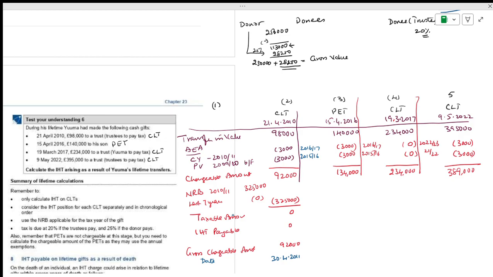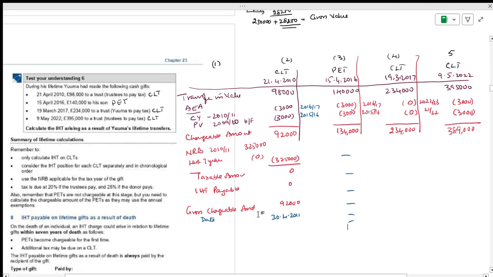Yes. Now, potential exempt transfer. Nothing is there. Potential exempt transfer is how much? Nothing is there. Now, what is the gross chargeable amount? 134. Gross chargeable amount is 134. Are you clear about this?